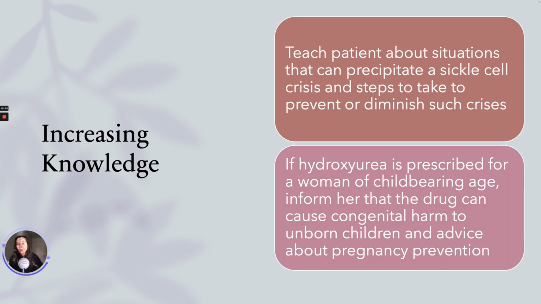We should also increase patient knowledge, so teaching them about situations that can make sickle cell crises happen and steps to take to prevent or diminish such crises. If hydroxyurea is prescribed for a woman of childbearing age, we should inform her the drug can cause congenital harm to unborn children and advise about pregnancy prevention.